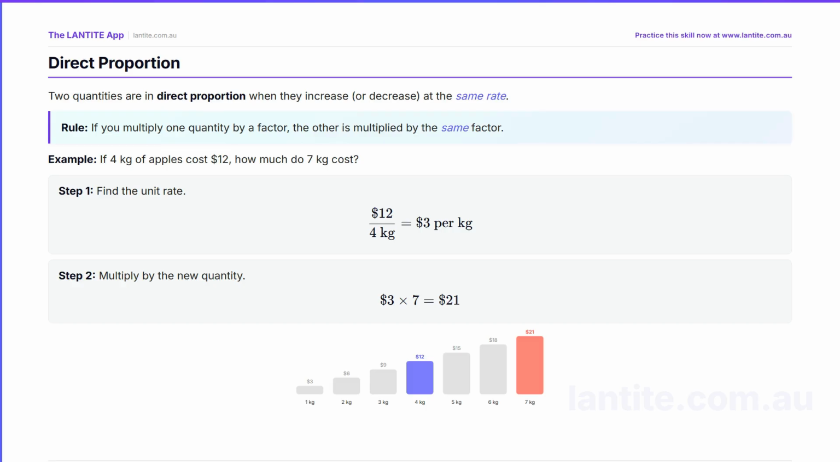Direct proportion means that as one quantity increases, the other increases at the same rate. If you double the amount, you double the cost. To solve direct proportion problems, find the unit rate first, then multiply. Here, 4 kilograms of apples cost $12. The unit rate is $3 per kilogram. So 7 kilograms would cost 3 times 7, which is $21. This find-the-unit-rate approach works for any direct proportion problem.